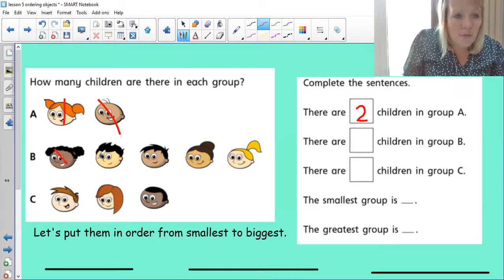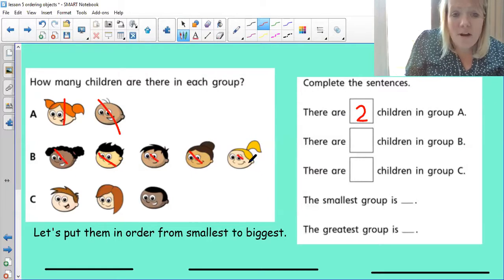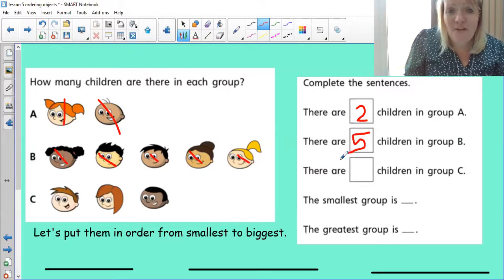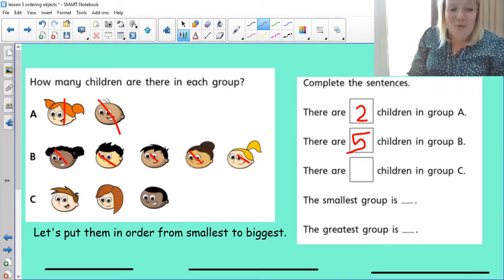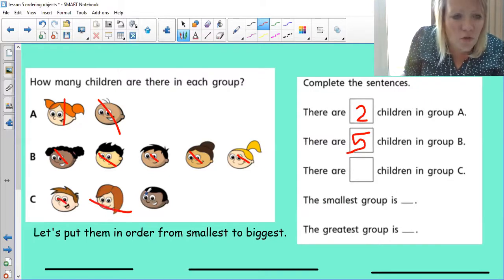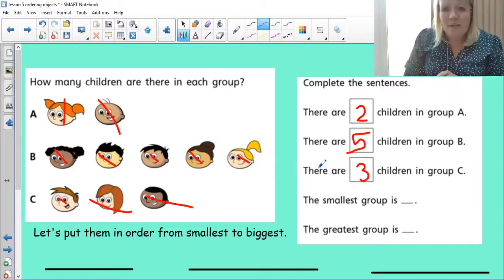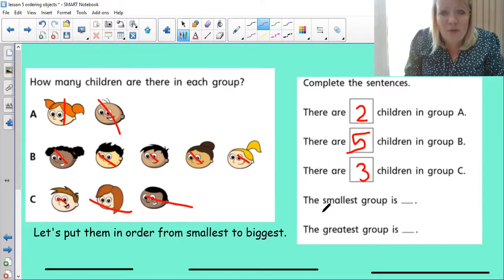How many are in B? One, two, three, four, five. There are five children in B. And how many children are there in C? One, two, three. Okay. Are they in order? No. So what's the smallest group?